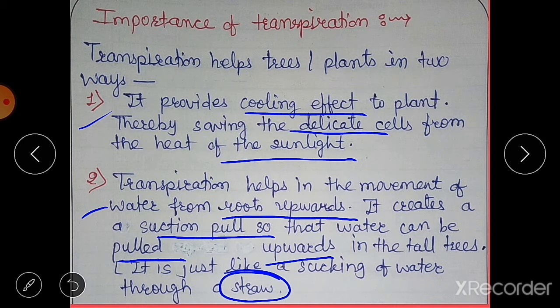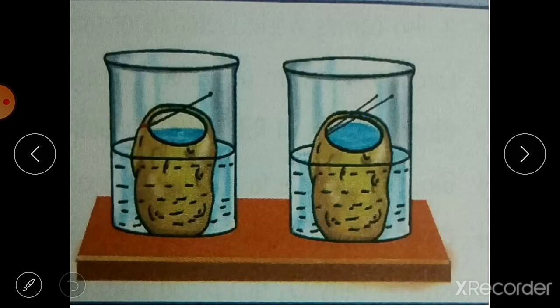The same happens in plants also. During transpiration, the movement of water is from roots upwards, and because of this transpiration, the suction pull is produced, and this pulls up water from the soil to the roots. So this is the importance of transpiration.